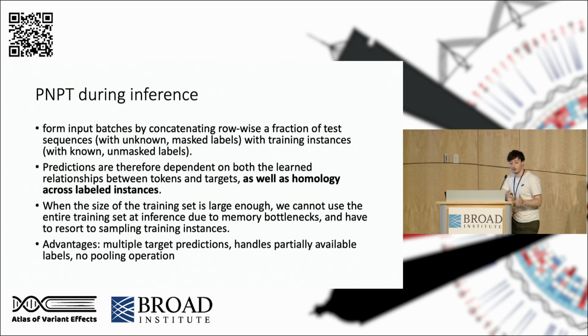So this modeling approach has multiple advantages. First, we can very easily incorporate multiple target predictions. So if we have more than one target, we can just add a column in our data set, so we'll have two columns essentially. And we can handle partially available labels. We just mask the label when we don't have it. And also compared to previous approaches, we don't need this pooling operation where classically you would take the average token representation across your entire sequence.